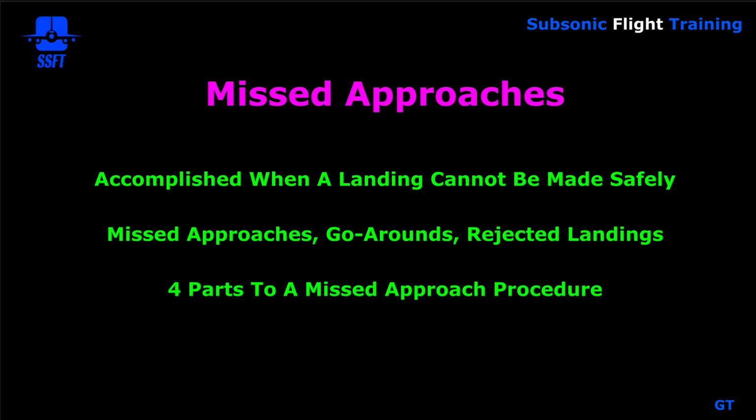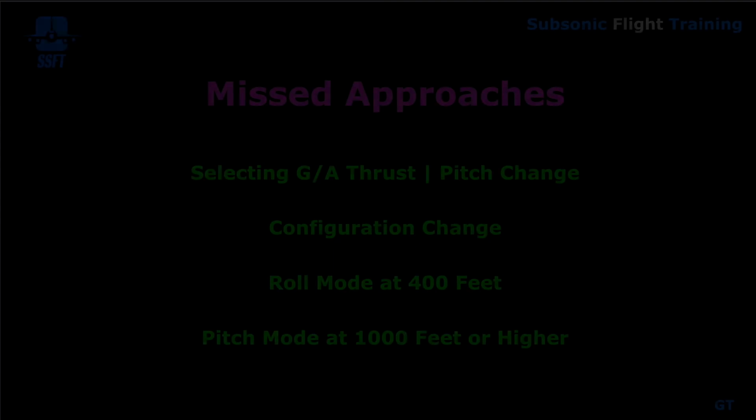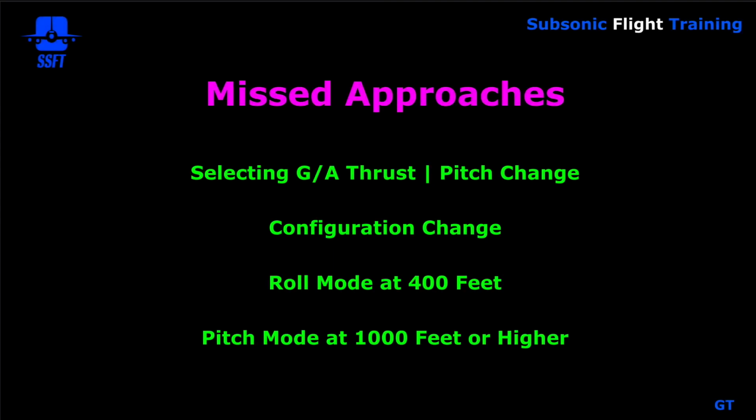In any case, a missed approach or a go-around or a rejected landing, the procedure is the same. Procedurally, we do the same thing. There are 4 parts to a missed approach procedure, and it's best to break it into 4 parts to understand what you're doing at each phase. The missed approach steps would be listed here.